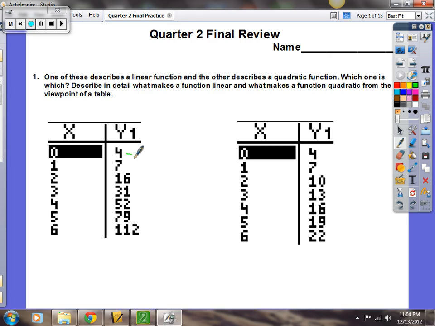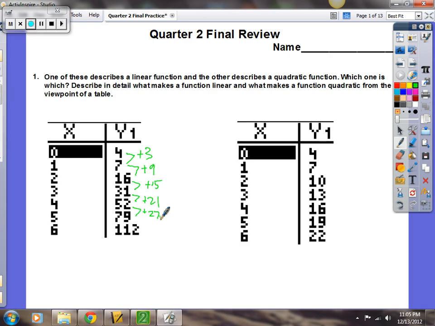So 4 to 7, that went up 3. 7 to 16, that went up 9. 16 to 31, that went up 15. And then from 31 to 52, that went up 21. 52 to 79, that went up 27. So it's growing, but it's growing at an increasing rate.